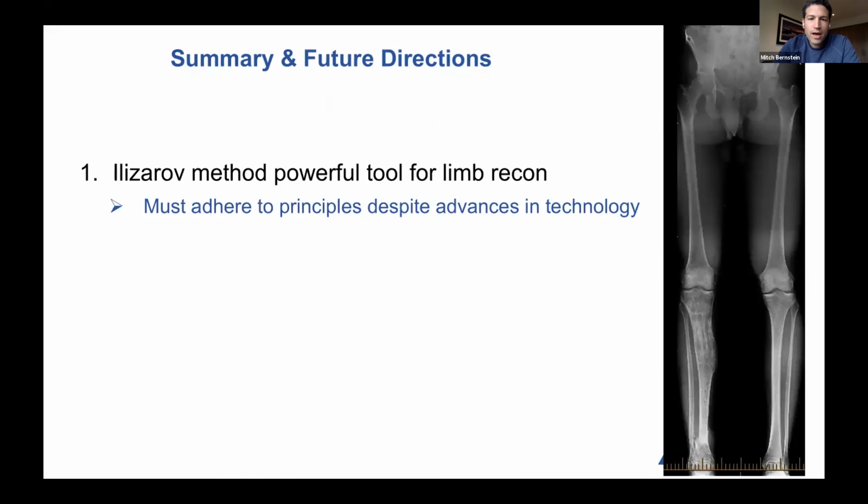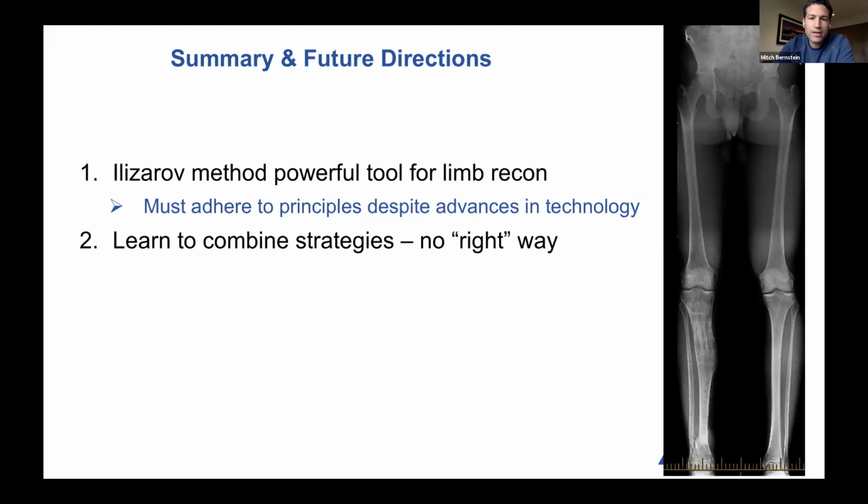So in summary, I've talked about the Elizarov method a lot. I haven't talked about the inducible membrane, the Masquelet technique, just for the sake of time. But the Elizarov method is a very powerful tool for limb reconstruction, and all the different devices and implants we have all use the Elizarov method and the science behind it. So you have to adhere to those principles despite the new fancy toys that we have to use.